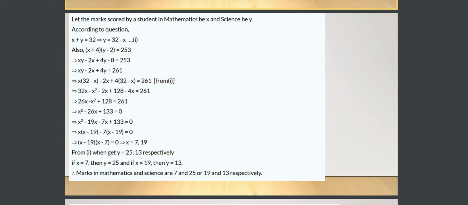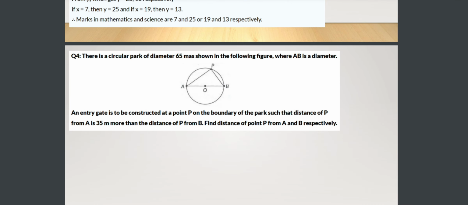So if the marks in mathematics will be 7, then marks in science will be what? 32 minus x, that is 32 minus 7. And if he gets marks in mathematics 19, then marks in science will be 32 minus 19. So that's why there are two values of marks in mathematics and science, right? Move to the next question.